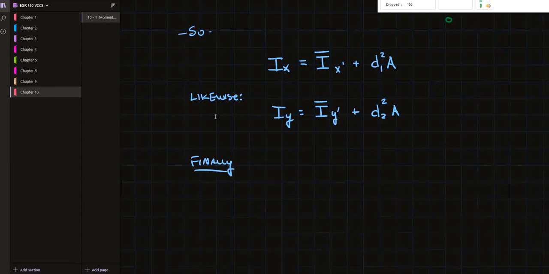Because Ix plus Iy equals J0, we can do the same thing here. We can go J0 equals J bar c. So this is about the centroid plus the area times some distance squared. So that's the distance to the centroid from O, the origin, or wherever we're taking that J0.